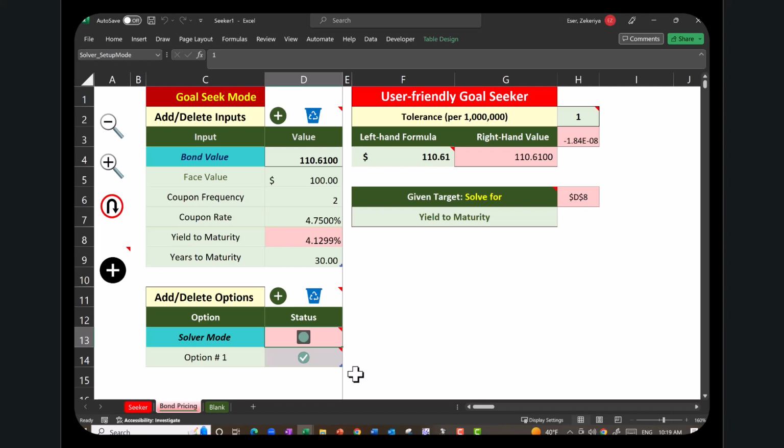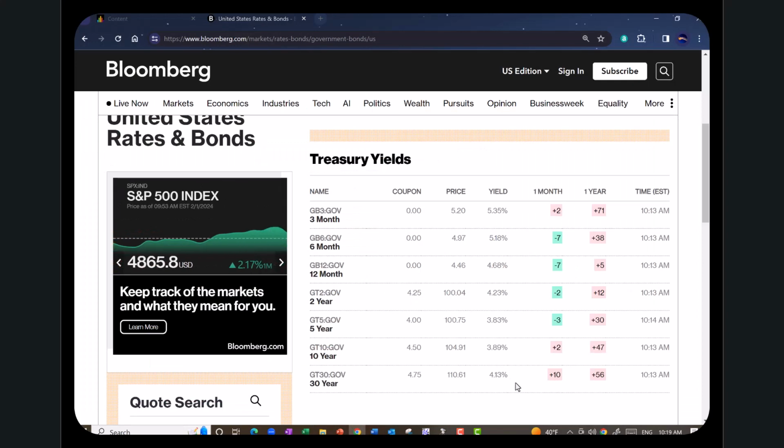Go back to solver mode, since I already had the maturity there as my unknown. The answer is 412.99, and what do you know? It's actually the same as what Bloomberg has, up to 2 digits. But it's not terribly surprising.